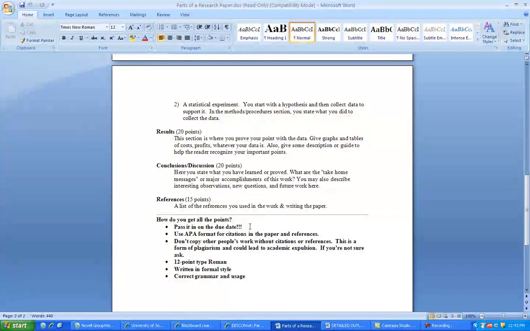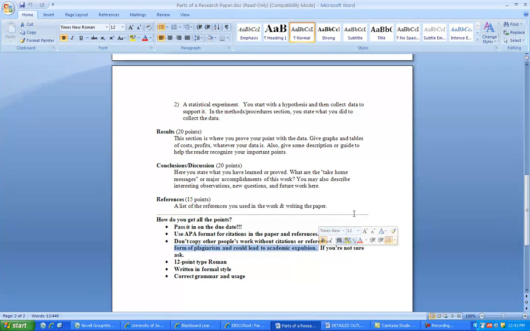Now, how do you get all the points? Pass it in on time. Can't stress that enough. So you know it's due on the due date. Pass it in on that due date. Use APA format. Okay, now here's a big one. Don't copy other people's work without citations or references. If you copy a quote from another paper, you can, but put it in quotes and put the citation. Now this is serious.